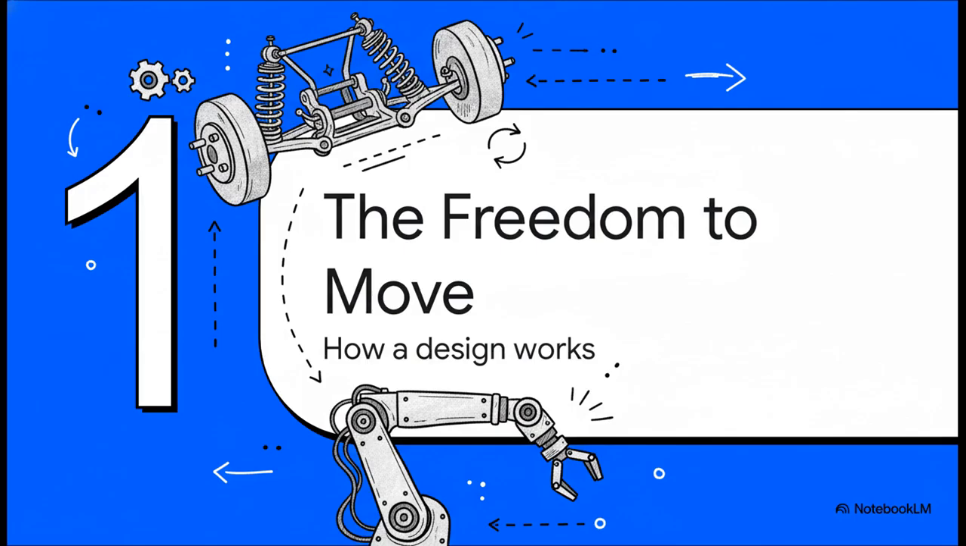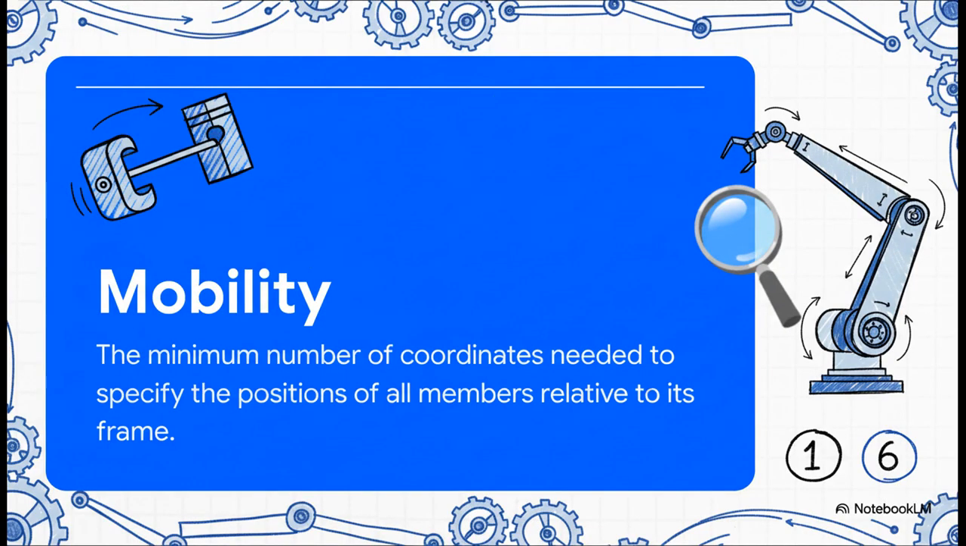I mean, think about it. How do you even begin to design something like a car's suspension? You can't just throw some parts together and hope for the best, right? No way. It all starts with one single, crucial concept: figuring out exactly how a mechanism is supposed to move. And that concept is called mobility, or what you've probably heard of, degrees of freedom.